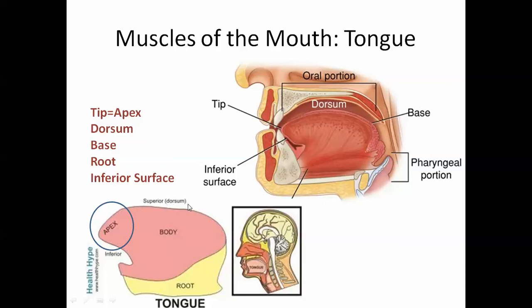So think of your tongue like a dolphin, and you know how dolphins' backs are where their dorsal fins are. That's how your tongue is set up. The dorsum is the superior aspect. So think of this as the head of the dolphin. This is the tail of the dolphin. Okay, and then the root of the tongue is right down here. Okay, so this is anterior, and then this is posterior. Okay, and then the inferior surface is where your lingual frenulum is, and we'll look at that in a minute, but that's just this right here. And then there's another picture up here for you guys to look at.